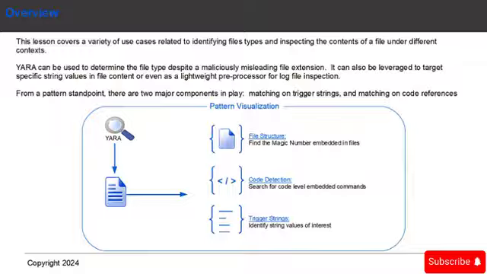Another aspect of this would be the code detection, where we're matching on code references. This would be if we see a string inside of a file that makes a reference to calling another component, another command, issuing some type of coding instruction, we would want to be able to trigger off of this because it may be a threat to us. It may be a piece of malware that we're inspecting. So for this lesson, we're going to look at the file structure in terms of magic numbers, code detection to pick up on embedded commands, and also trigger strings in order to identify values of interest.